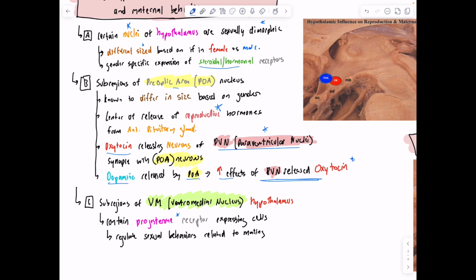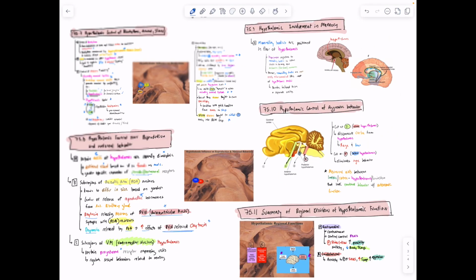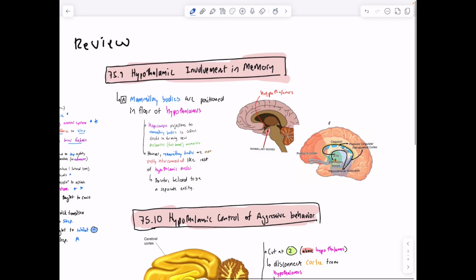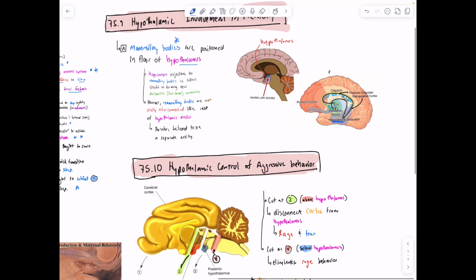All right, subregions of the ventromedial nucleus of the hypothalamus. They have progesterone receptor expressing cells to regulate sexual behaviors related to mating. Not too much there. And then finally, involvement of memory. We have the mammillary bodies, which we talked about in relationship to the limbic system, them being the target of the hippocampus. We said that there was a circuit between the hippocampus and the mammillary bodies, and this would help form declarative memory, fact-based or event-based memories. But the idea is that the mammillary bodies are actually positioned in the floor of the hypothalamus, but they're not connected to the other hypothalamic nuclei as vastly as the other parts of the hypothalamus are. So we believe that the mammillary bodies are, in fact, a separate entity than the rest of the hypothalamus.